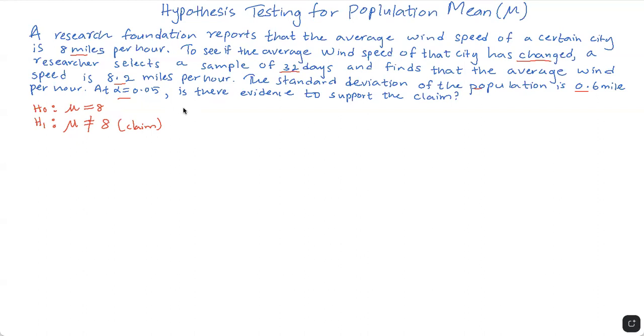So let's look at the information here. The sample size, n equals 32. And the average of the sample, which is x bar, equals 8.2 miles per hour. And the population standard deviation is given, which is 0.6. So we know this number is known. So therefore, we can use z scores.